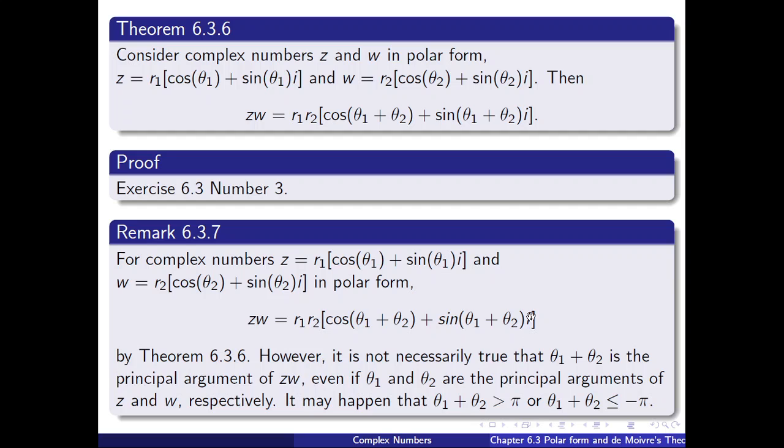We want the interval open at minus pi and closed at pi, right? Or if you add them, they might be less than or equal to minus pi, and then they are also not in the range that we want. So there needs to be a bit of adjustment in that regard, right? So that we can have a principal argument.